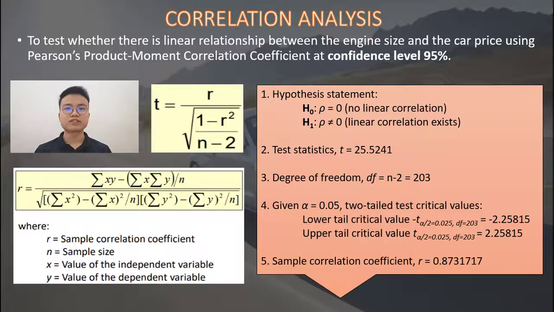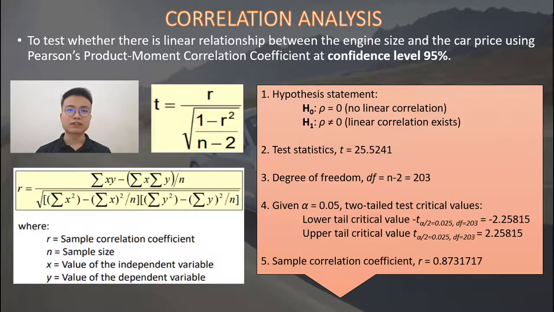My second analysis is the correlation analysis, where I will test whether there is a linear relationship between the engine size and the car price at confidence level 95%. Since both variables engine size and car price are ratio type data, we will be using Pearson's product moment correlation coefficient. Firstly, we state the hypothesis statement. For the null hypothesis, rho equals 0, which means that there is no linear correlation. Whereas for the alternative hypothesis, rho is not equal to 0, which means that there is linear correlation.